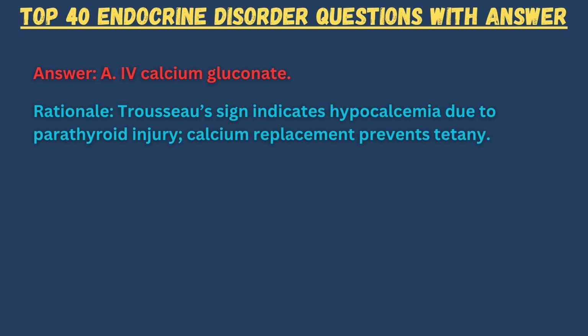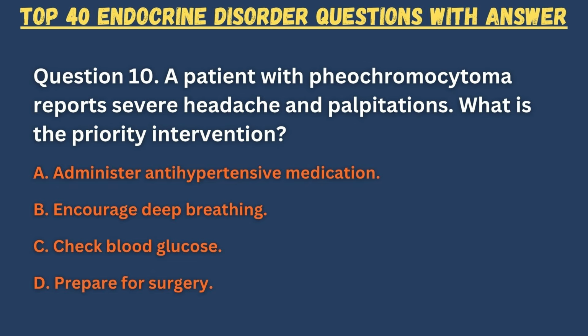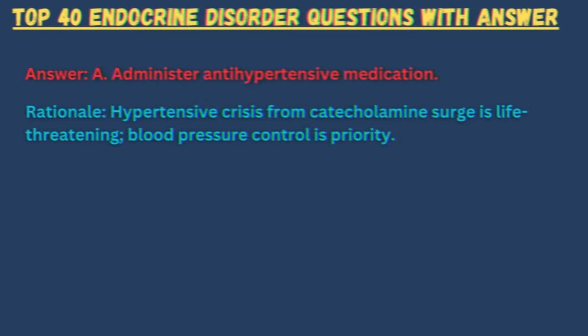IV calcium gluconate. Rationale. Trousseau's sign indicates hypocalcemia due to parathyroid injury. Calcium replacement prevents tetany. Question 10. A patient with pheochromocytoma reports severe headache and palpitations. What is the priority intervention? A. Administer antihypertensive medication. B. Encourage deep breathing. C. Check blood glucose. D. Prepare for surgery.